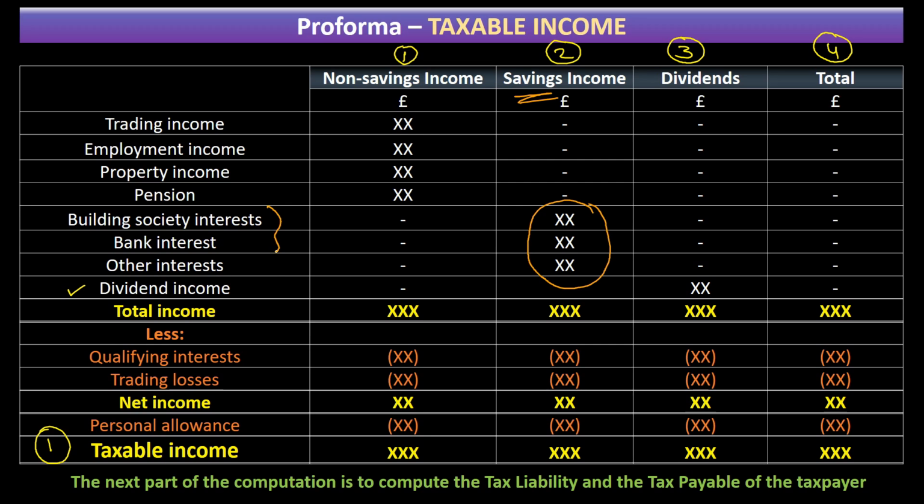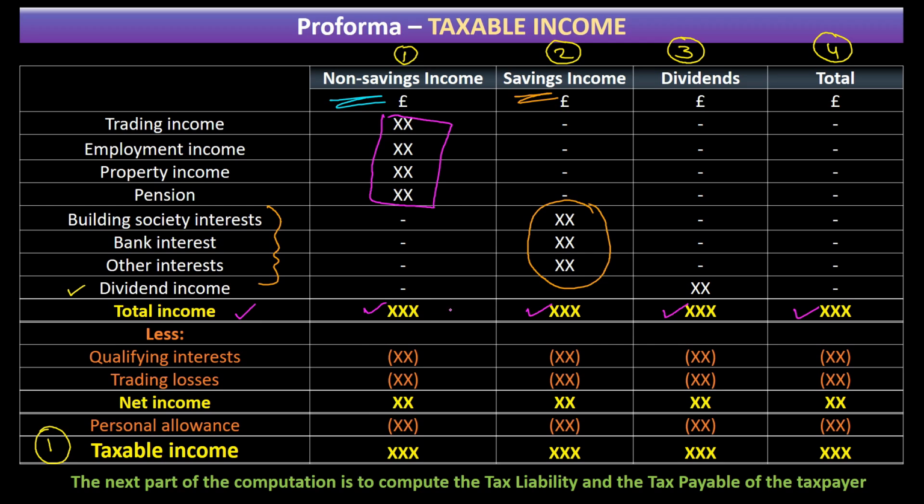Fine. And the rest of the other incomes will be included in non-saving incomes, such as trading income, employment income, income from property business, and pension. And then we will sum up all of these incomes. So that's how we are getting total income. Right?